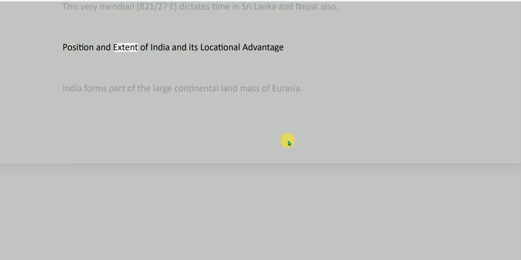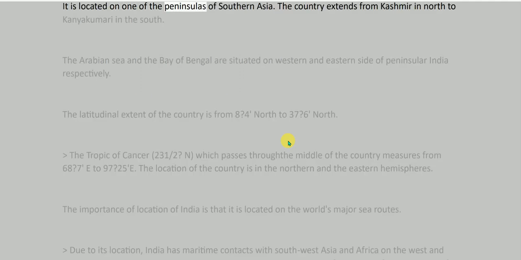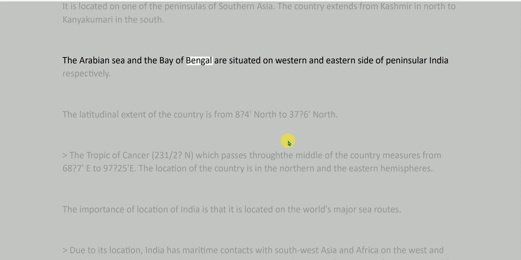Position and extent of India and its locational advantage. India forms part of the large continental landmass of Eurasia. It is located on one of the peninsulas of southern Asia. The country extends from Kashmir in the north to Kanyakumari in the south. The Arabian Sea and the Bay of Bengal are situated on the western and eastern side of peninsular India respectively.